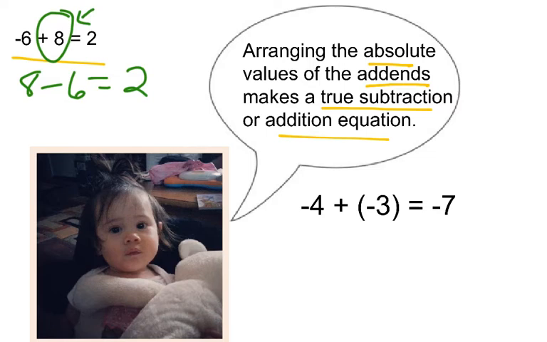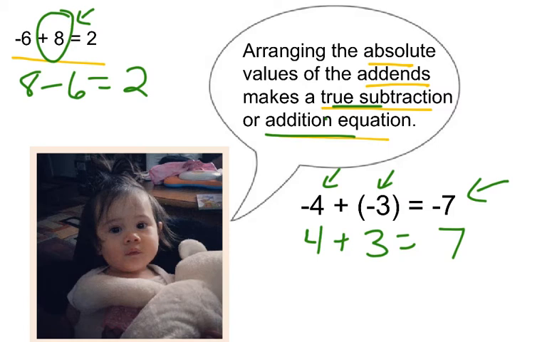Looking at another example, I have negative 4 plus negative 3 equals negative 7. Again, when I have the same signs, instead of having a true subtraction, I have a true addition. So, same sign, I just add 4 plus 3, and I get 7. And then I just use the sign that I'm dealing with. Am I dealing with positive numbers in my original equation or negative? Well, negative 4 plus negative 3, that would be negative 7.